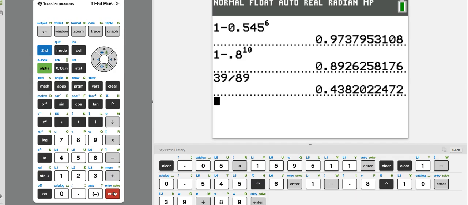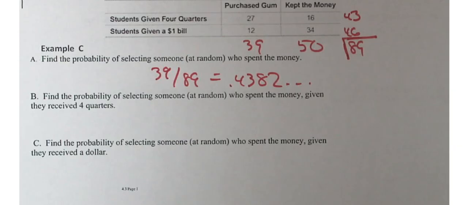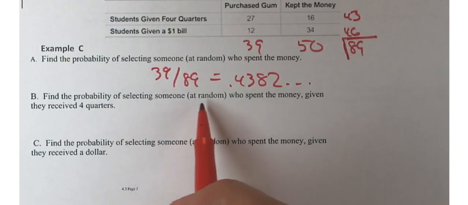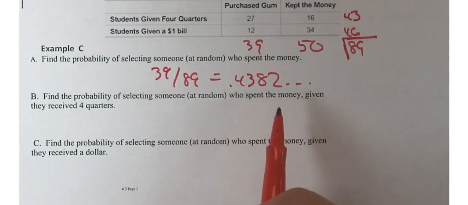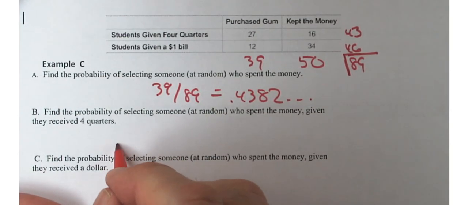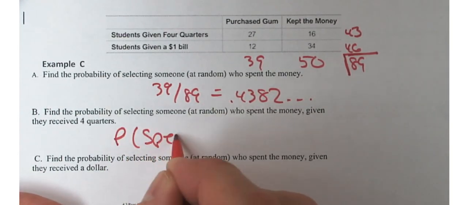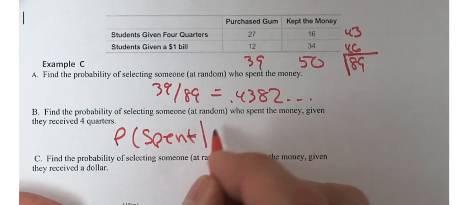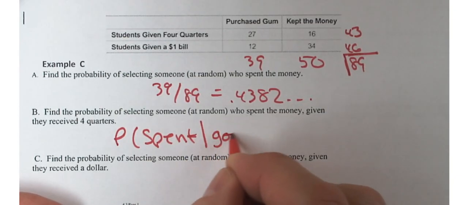Okay, but here's where we're going to start working with our conditional probabilities. Find the probability of selecting somebody at random who spent the money given that they received 4 quarters. So probability of spent given they got 4 quarters.